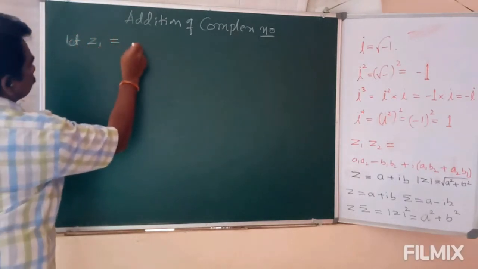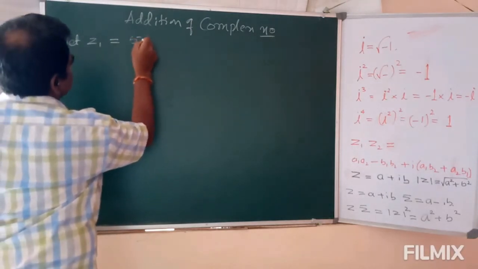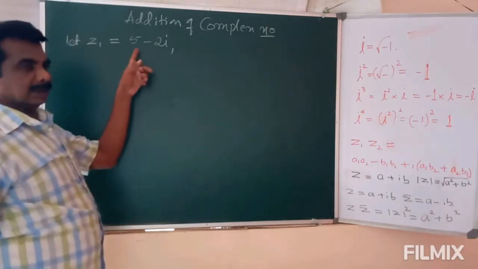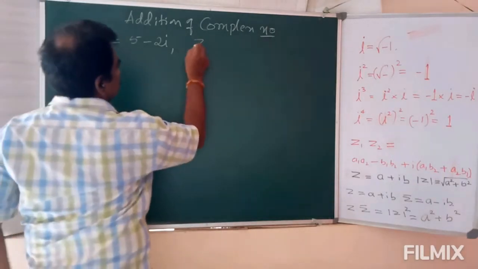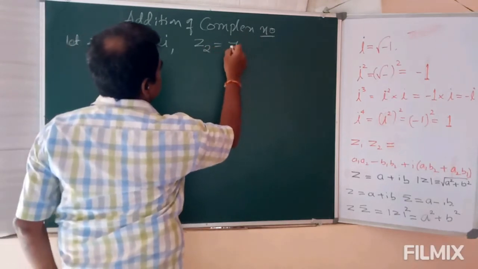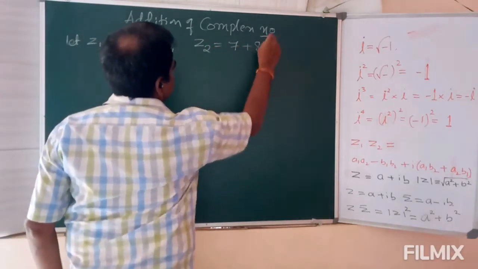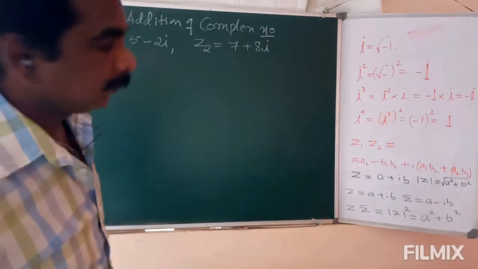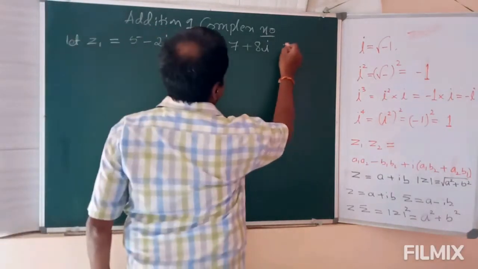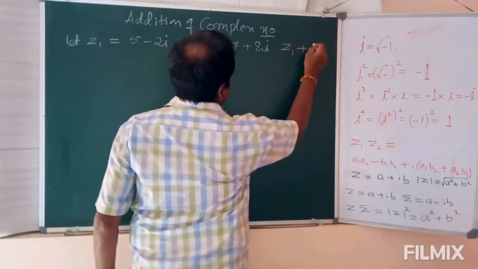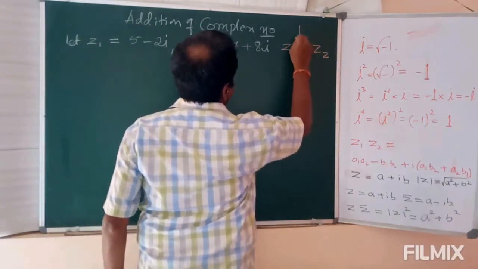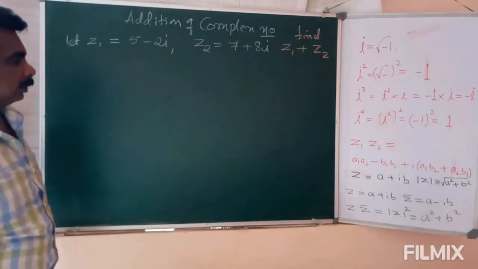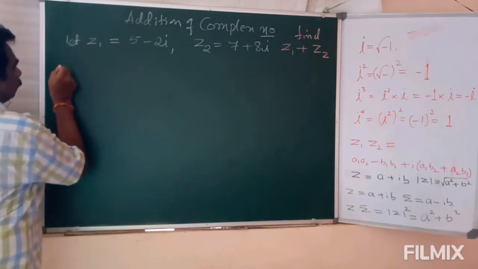Let Z1 is equal to 5 minus 2i, Z2 is equal to 7 plus 8i. No problem, what you want, you can take it, that's all. Find Z1 plus Z2. Now, answer.